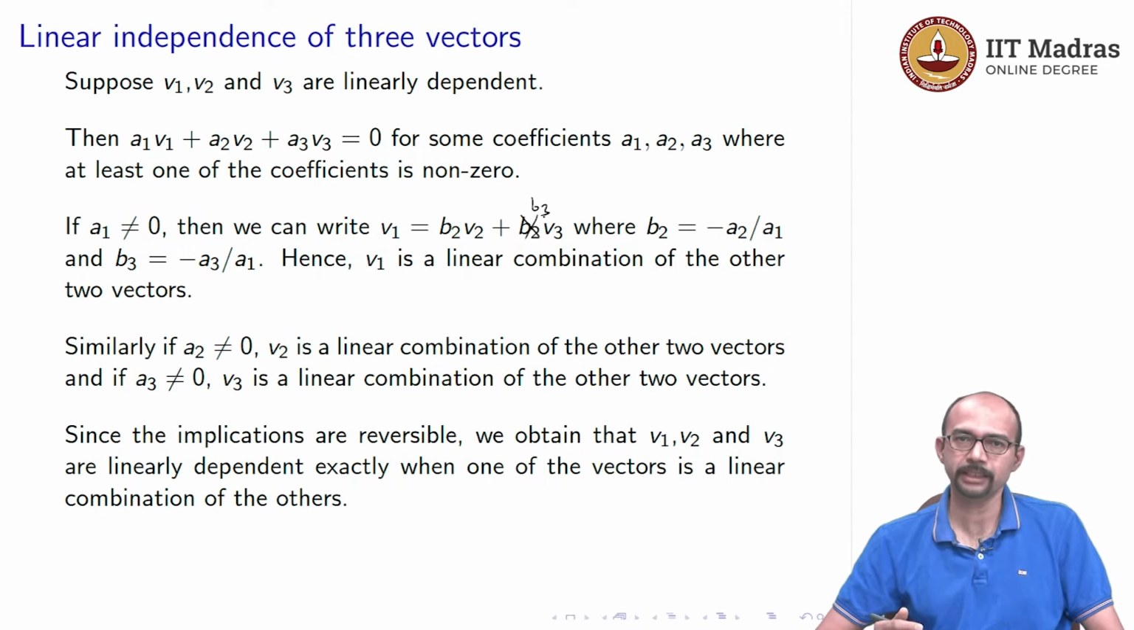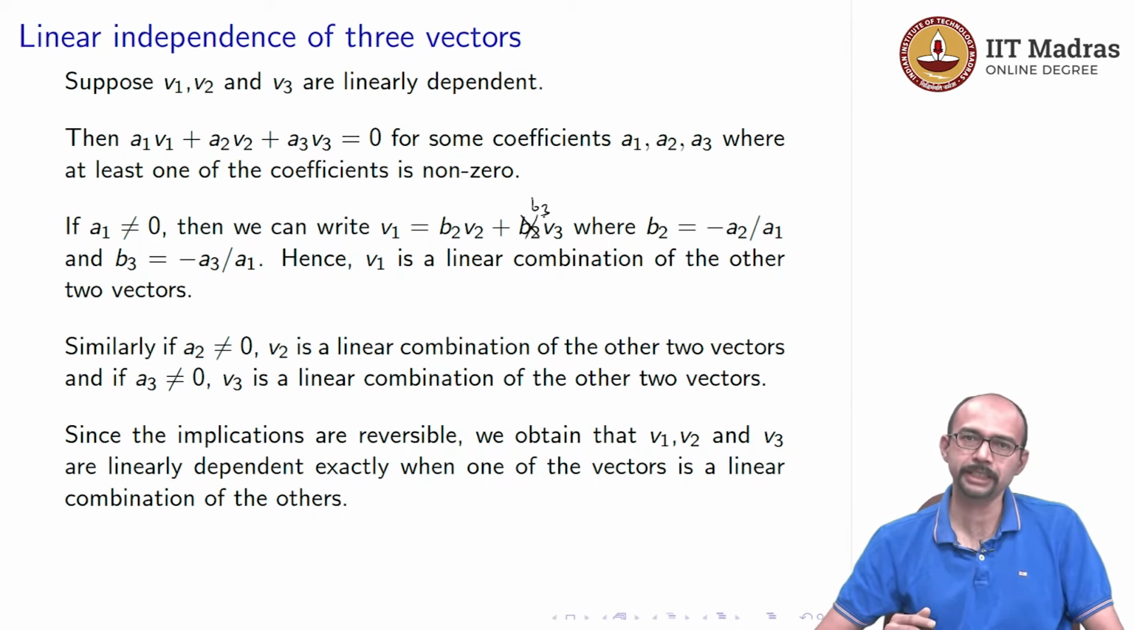And so, they are linearly dependent, and you can argue the same way if V2 is a linear combination of V1 and V3, or V3 is a linear combination of V1 and V2. Okay, so, these implications are reversible. So, the upshot is that if you have 3 vectors V1, V2, V3 which are linearly dependent, this is exactly the same as saying that one of these vectors is a linear combination of the other 2 vectors.